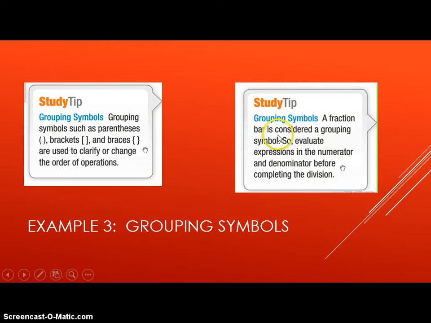A fraction is considered a grouping symbol. So you want to evaluate everything in the numerator and everything in the denominator before you actually do that division in a fraction. Do all of the order of operations in the numerator, and do all the order of operations in the denominator. You can do them at the same time, but the last thing you do is the division.